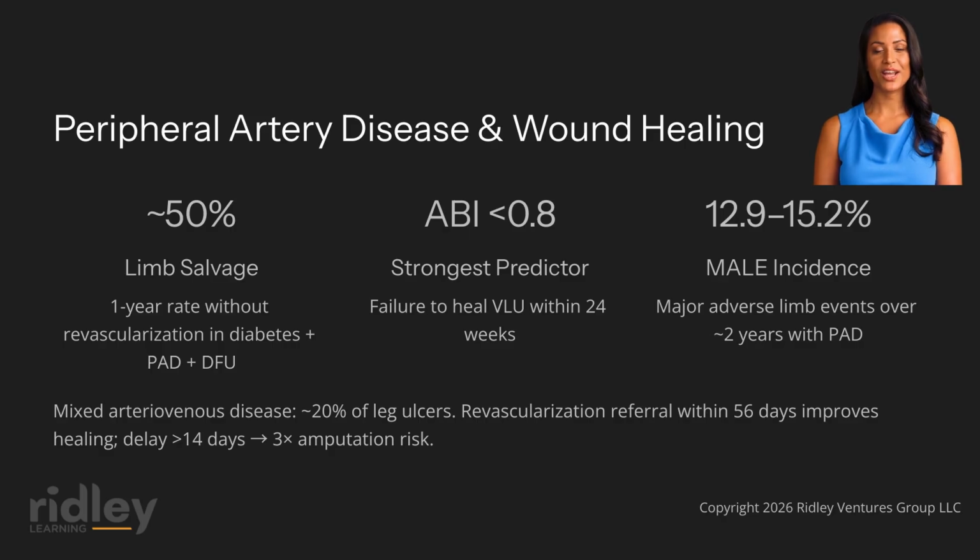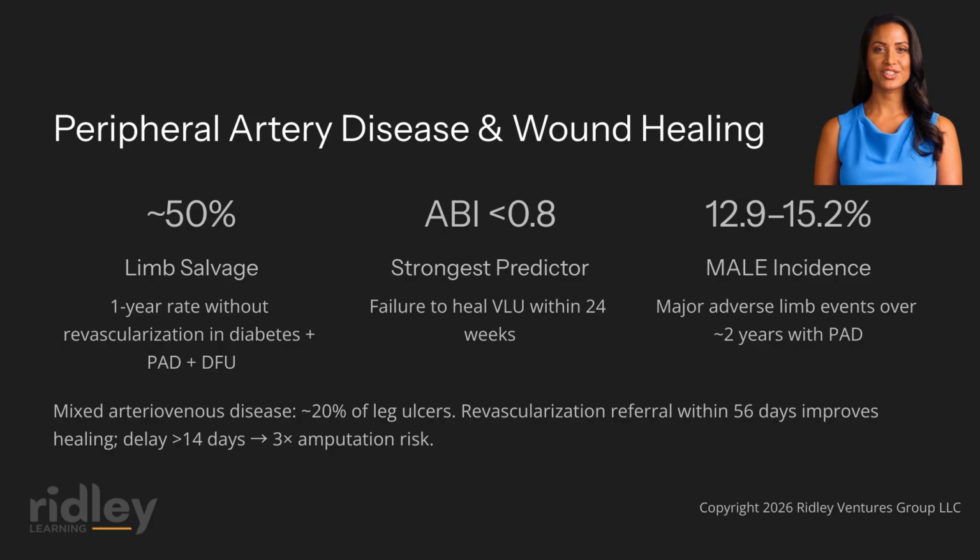The incidence of major adverse limb events, meaning severe ischemia resulting in revascularization or amputation, ranges from 12.9% to 15.2% over 1.8 to 2.7 years of follow-up. The timing of revascularization is a critical determinant of outcomes.